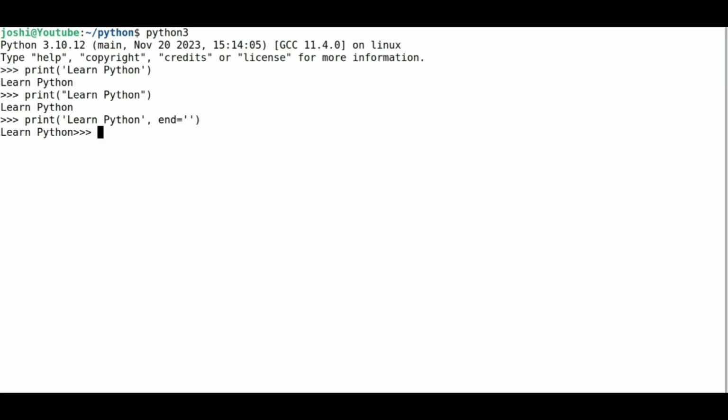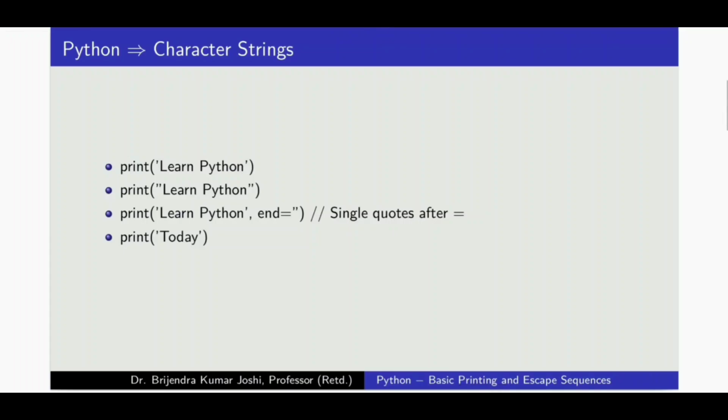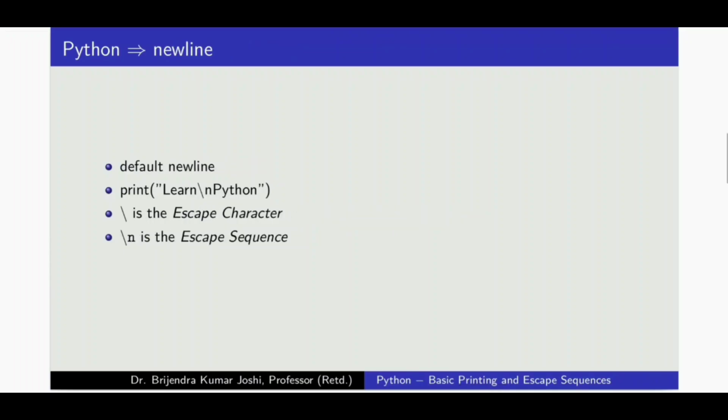Okay, so it means it has not affected the default new line character. Now if we say print another string, you can say maybe today. So what is the effect? Now the new line character comes automatically. Okay, so as I told you, it has a default new line.